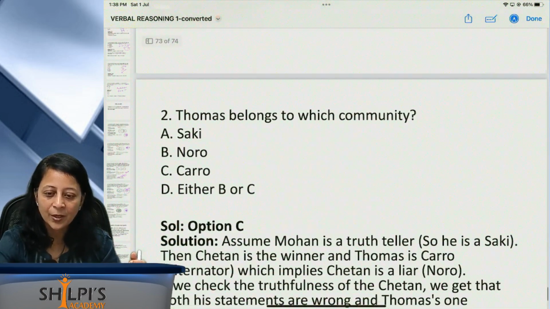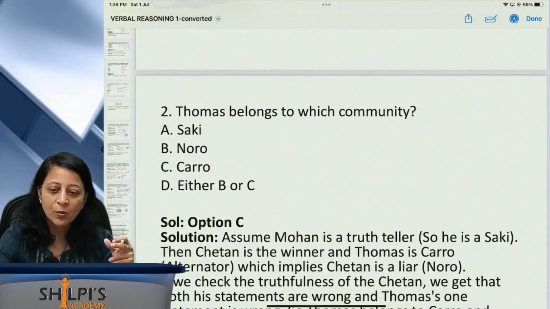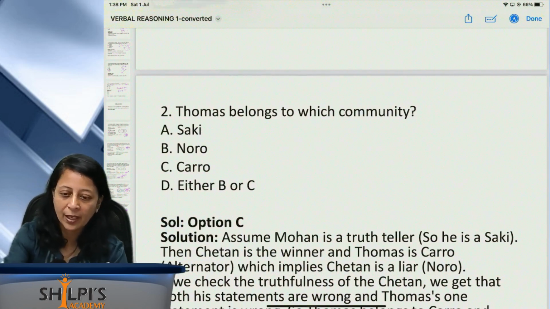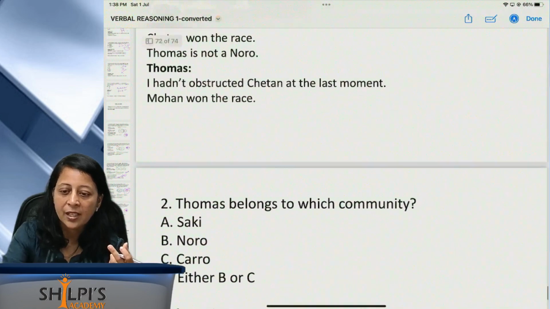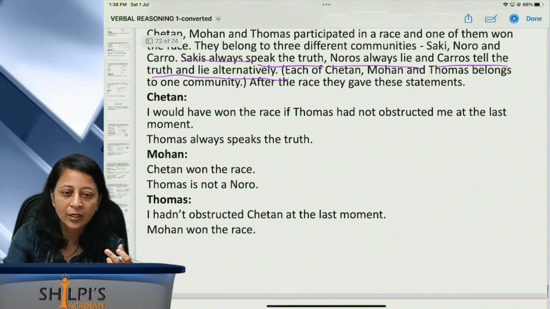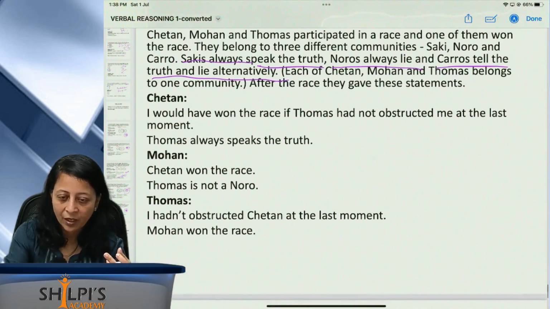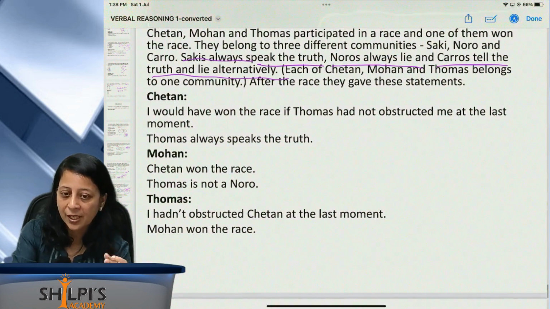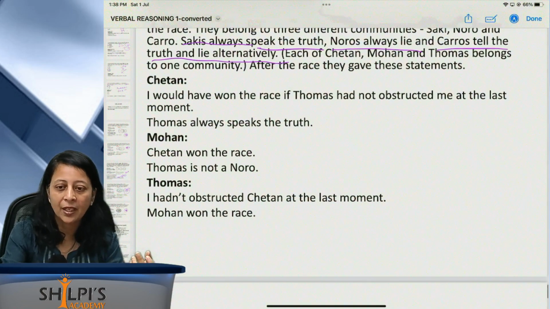Now the question goes like this. Thomas belongs to which community? Is he a Saki, a Noro or a Karo, either B or C? Thomas is not a Noro, that's been given. So now the options are that Thomas can be a Saki or a Karo.